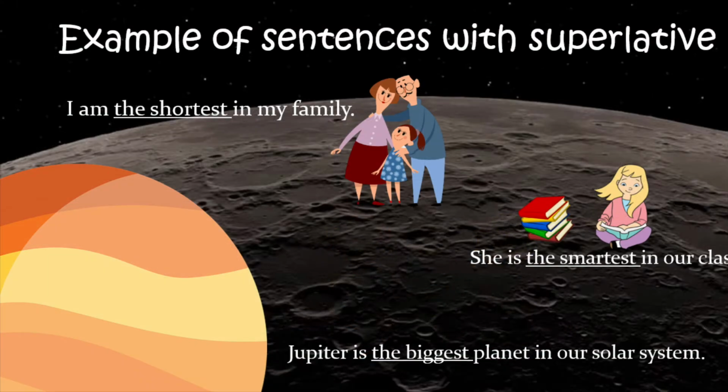Here's a few examples of sentences with superlative. I am the shortest in my family. She is the smartest in our class. Jupiter is the biggest planet in our solar system.